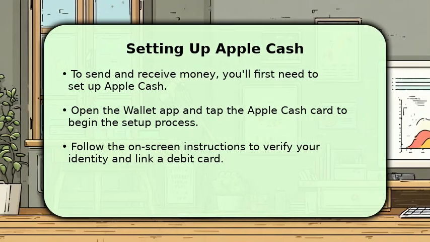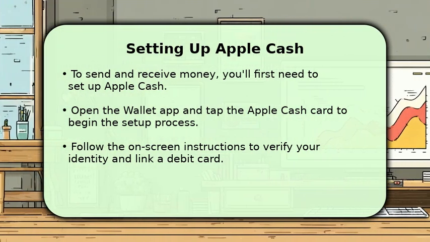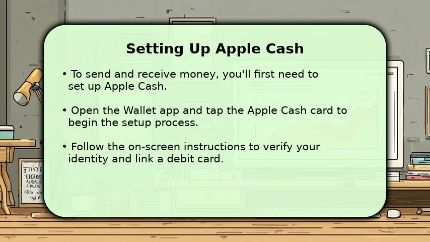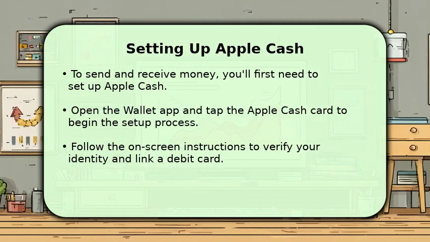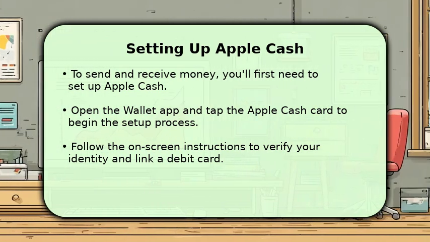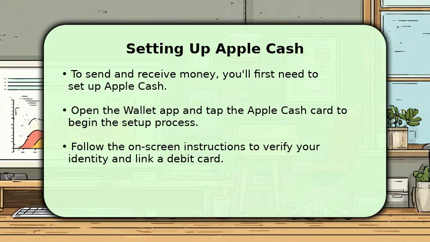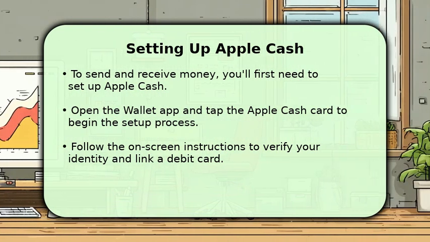Before you can start sending or receiving money, you'll need to set up your Apple Cash card. This is a quick and easy process that you can complete right in your Wallet app. Simply open the Wallet app, tap on the Apple Cash card, and follow the prompts to verify your identity. You'll also link a debit card, which will be used for your transactions. Once set up, you're ready for seamless money transfers.